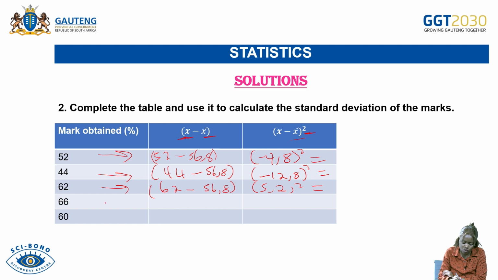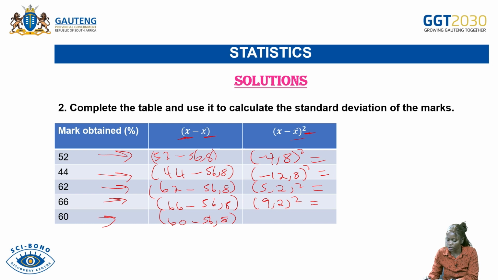And then the next one is going to be 66 minus the 56,8, and you are getting 9,2. Then you square again. And then the last one, it is 60. So you'll say 60 minus the 56,8, and you'll get 3,2.